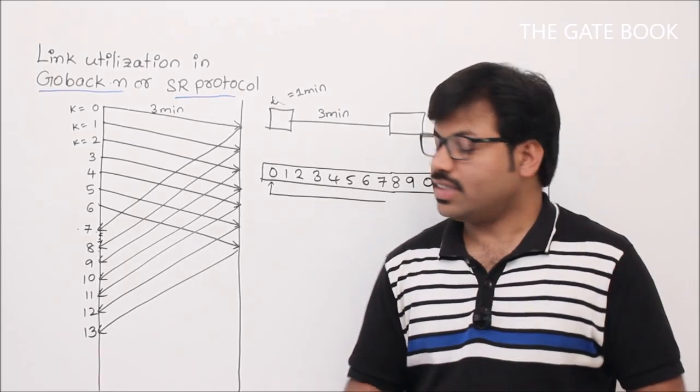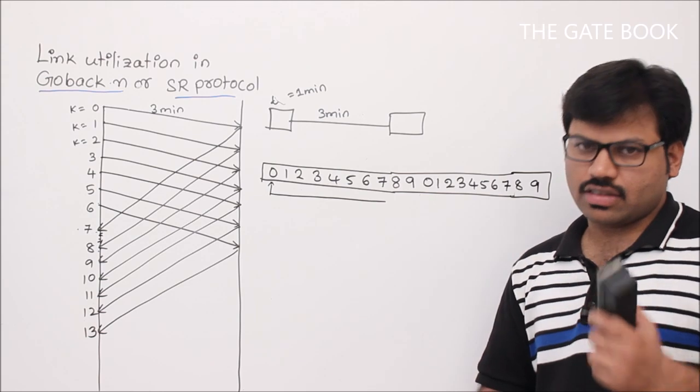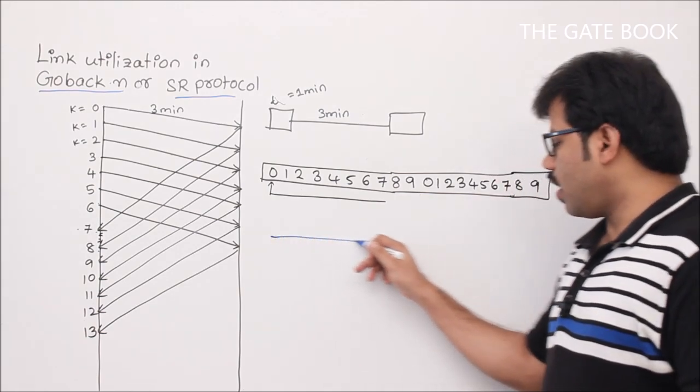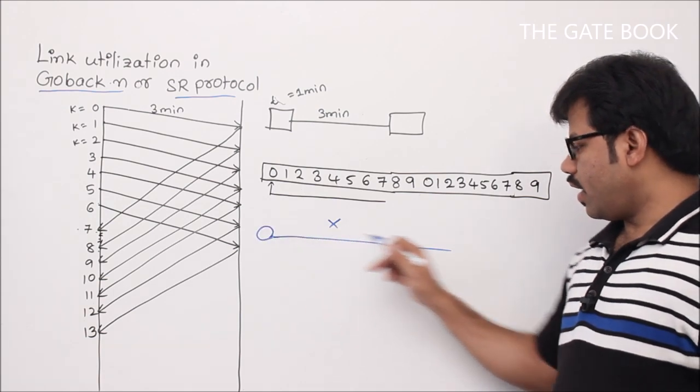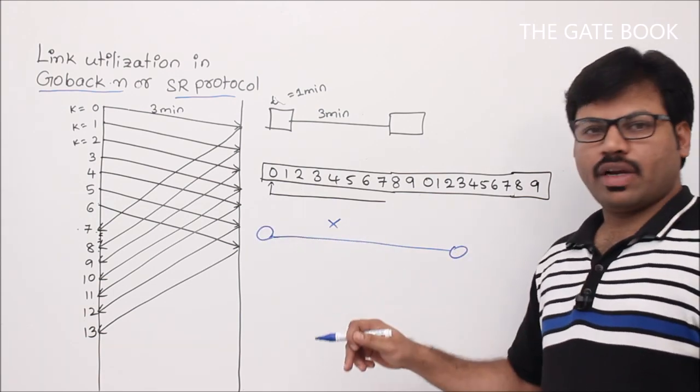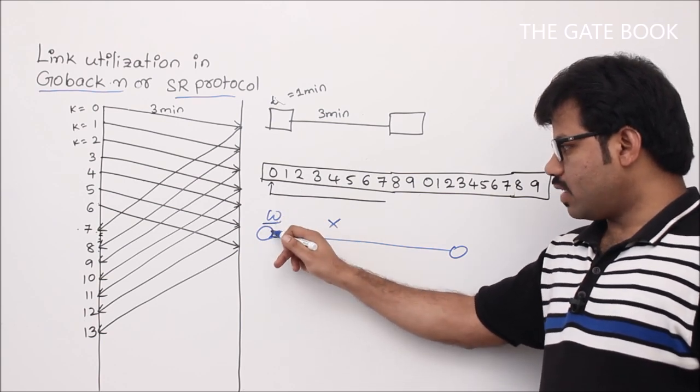Let us try to understand channel efficiency, otherwise link utilization, in Go-Back-N protocol or SR protocol. Let's start with a small assumption first. Let's say there is no error in your line. When there is no error in the line, what are you going to do in Go-Back-N protocol? There will be a window W, right? And we are going to send all the packets of that window.